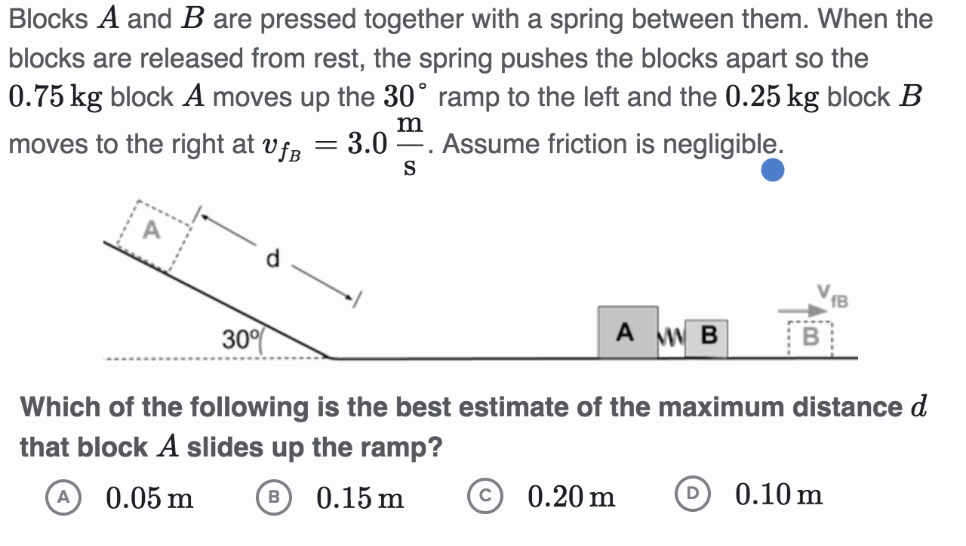Assume friction is negligible. Which of the following is the best estimate of the maximum distance d that block A slides up the ramp? So pause this video and see if you can figure that out.